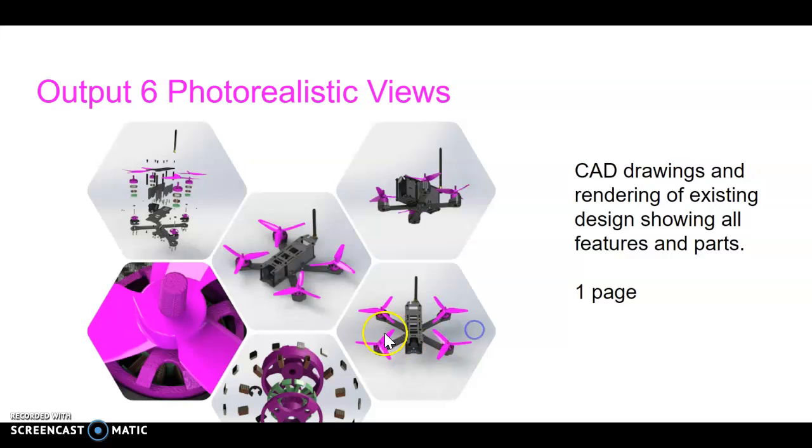And then output 6 is the photorealistic view. And again, once you have your project made, it's quite easy and quick to do this. So here you would get things like exploded views and details and stuff like that. So 4, 5, 6 are pretty much the same thing, except we lay them out in different formats.